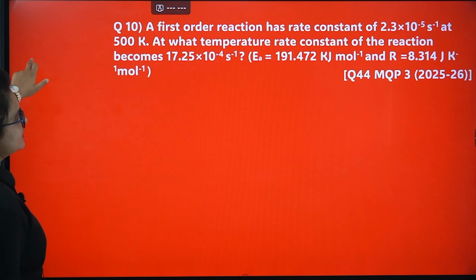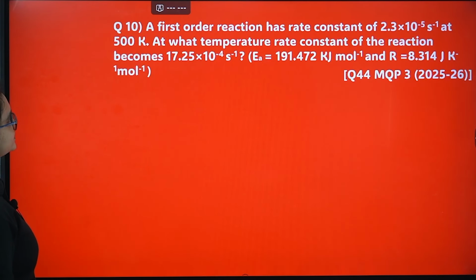Let's go ahead. A first order reaction has rate constant 2.3 into 10 power minus 5 second inverse at 500 Kelvin. At what temperature does the rate constant of the reaction become 17.25 into 10 power minus 4? T2 you have to calculate, so you have to go ahead with the Arrhenius equation. Okay, so let's see.